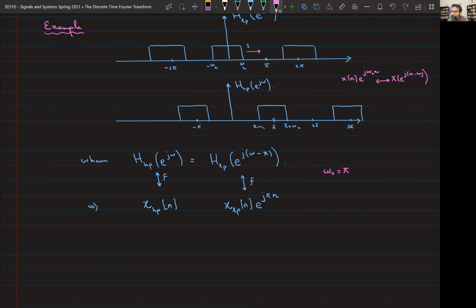Right? So in other words, my omega naught in this particular case is pi. In the time domain, I just need to multiply it with e raised to j omega naught n, and omega naught is pi, so it's e raised to j pi n, right? Since the two are equivalent in the frequency domain, they must be equivalent in the time domain as well. And what is e raised to j pi n? Can I simplify that further?